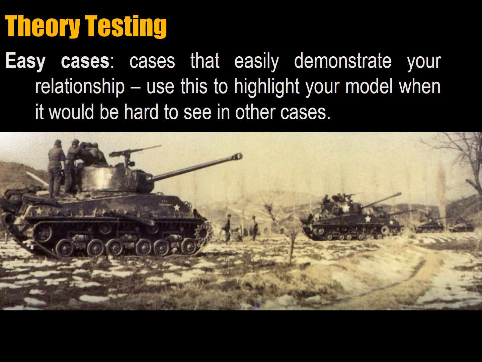So what's an easy case? These are cases that easily demonstrate your relationship. We would want to use an easy case to highlight a model when it's hard to see the precise relationships. For example, if we wanted to get a close-up view of the impact of an economic depression on creating radical political outcomes, we could focus on Germany in the 1930s. We're going to find exactly what we're looking for. It's going to be easy to make the links between the independent variable of the crashing economy and the dependent variable of an extreme militaristic foreign policy. Here you can see US soldiers fighting in Vietnam.